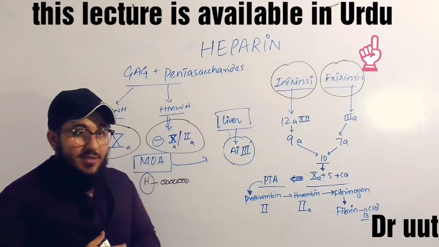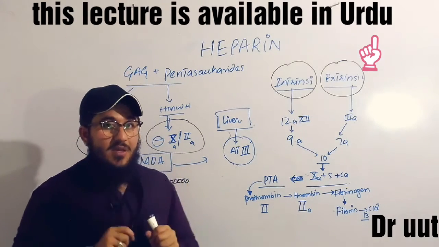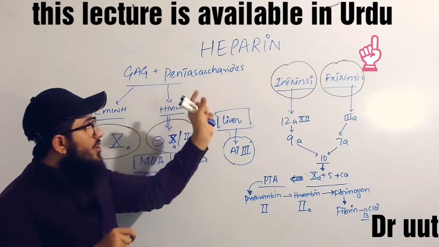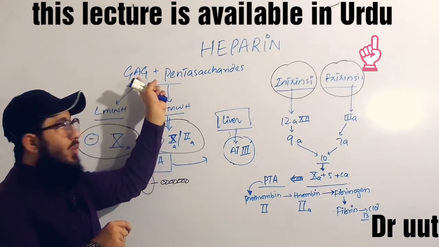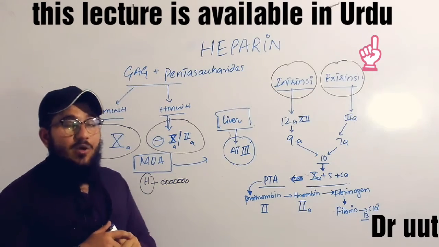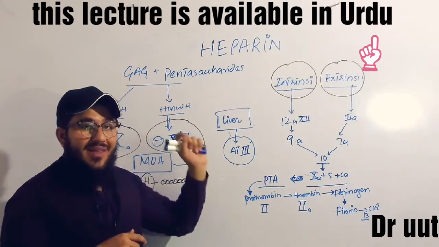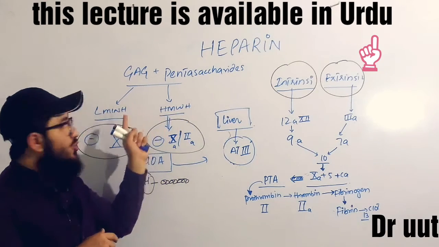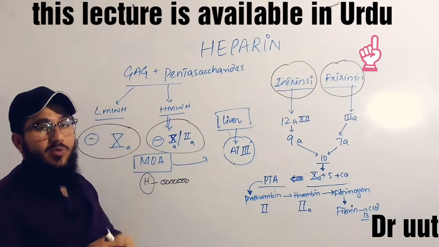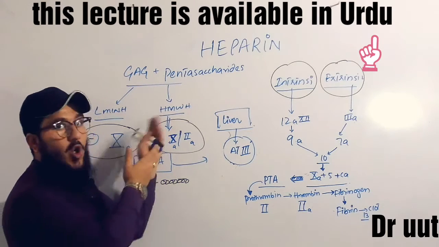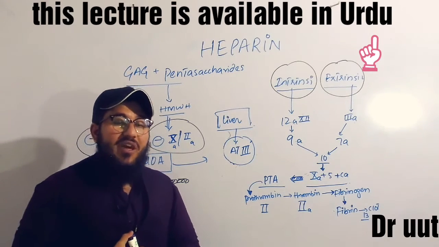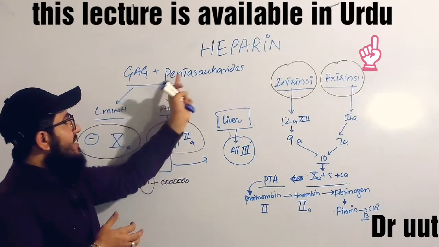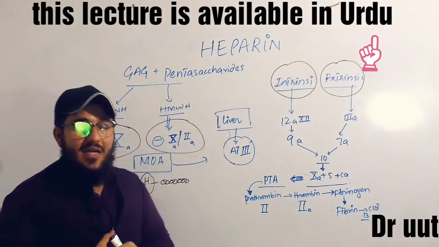Now, what is the reason behind these two different types? The very reason is the pentasaccharide chain. When a short chain of pentasaccharide combines with the GAG, means glycosaminoglycan, then due to the short chain of pentasaccharide, the heparin that is produced will be called low molecular weight heparin. And the case is obvious. High molecular weight heparin is the one that is having the GAG plus the long chain of the pentasaccharide.